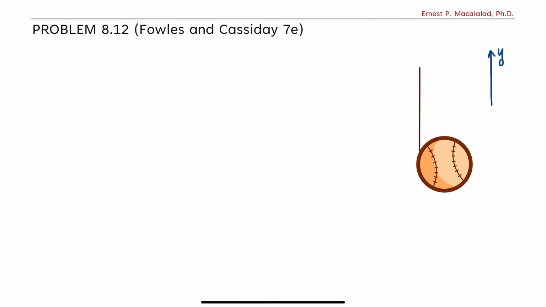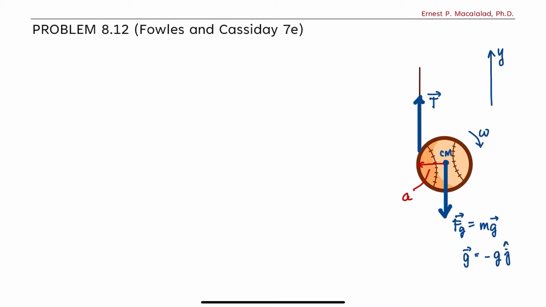Here we know that gravity acts on it, and that is Fg. This is equal to m times g, where g vector is negative g j hat. Also, along the string, there is tension. So the tension on the string is upward. The gravitational force acts on the center of mass of the object, and while this object falls down, it rotates in this direction. And here, a is the radius of your ball.